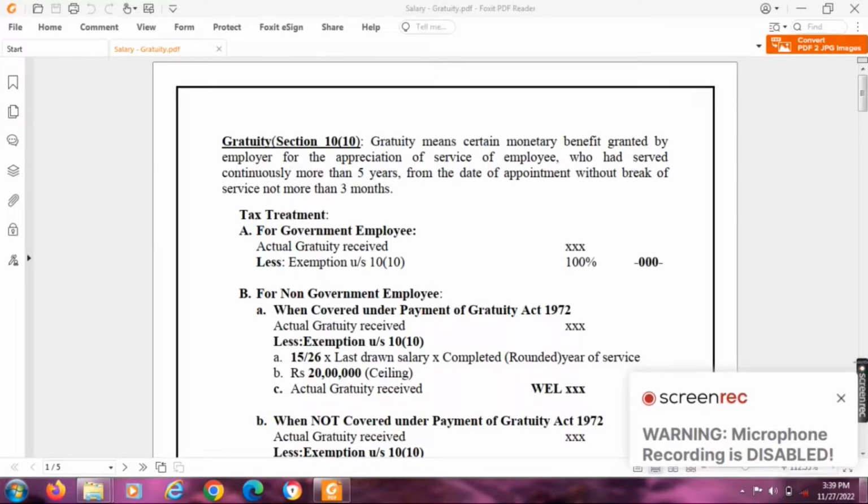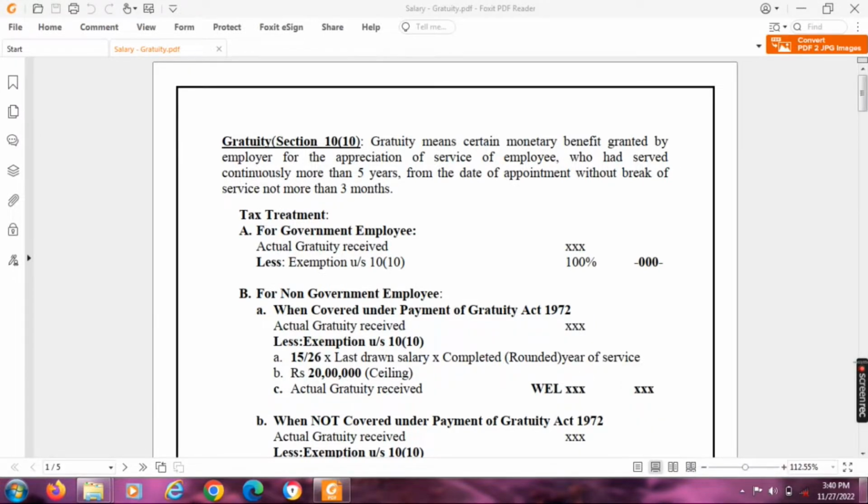Salary. Now, the gratuity part. Under Section 10, Subsection 10 of the IT Act, gratuity means a certain monetary benefit granted by the employer for the appreciation of service of an employee who has served continuously for more than 5 years from the date of appointment, without a break of service of more than 3 months.